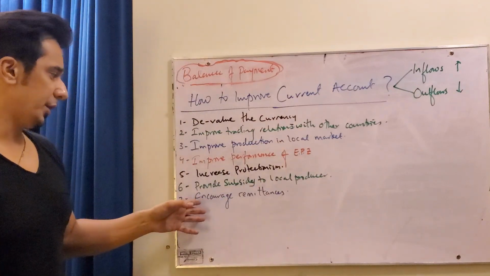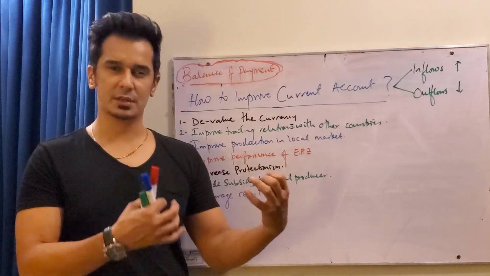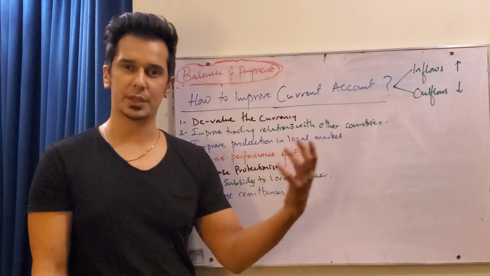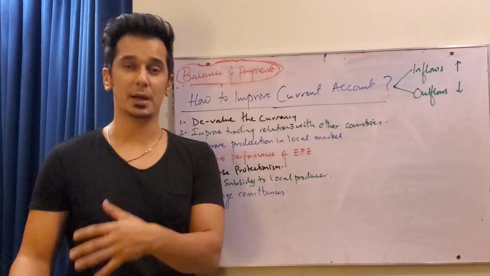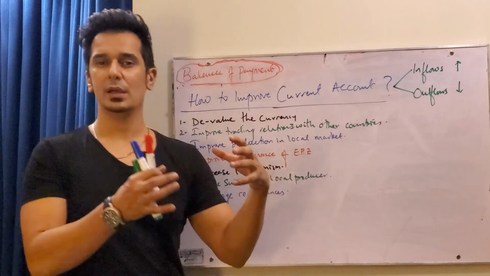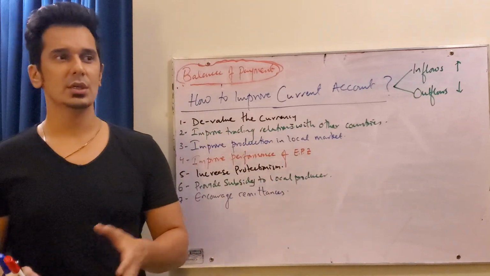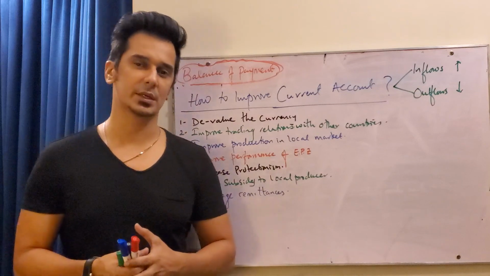Then the seventh point is encourage remittances. Give, for example, more incentives so that people send remittances back to their home country. They buy property, houses, and cars in their own home country, so that the inflow starts to increase, and this helps in improving the current account position.